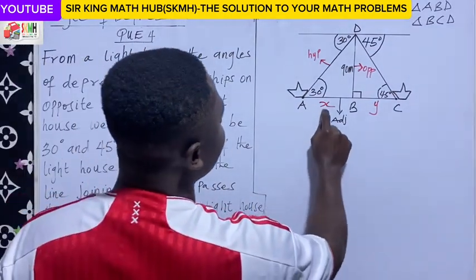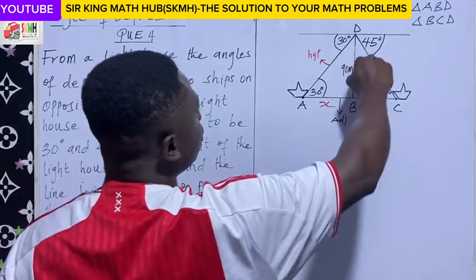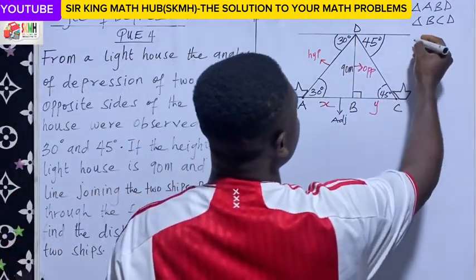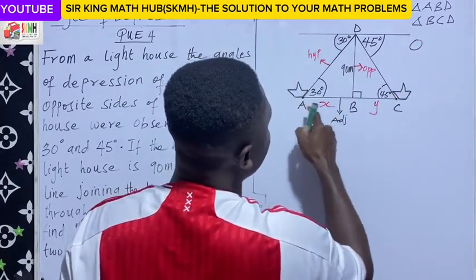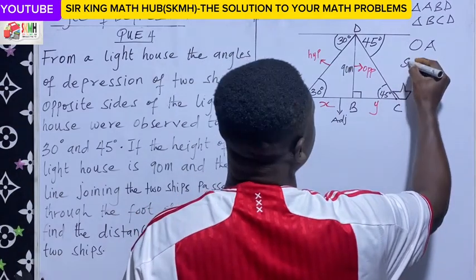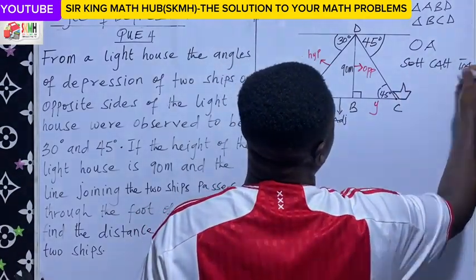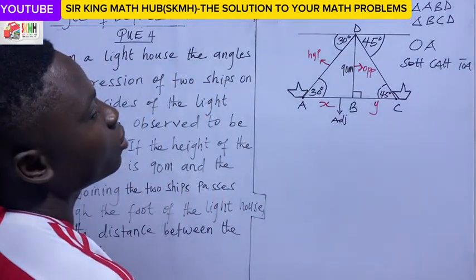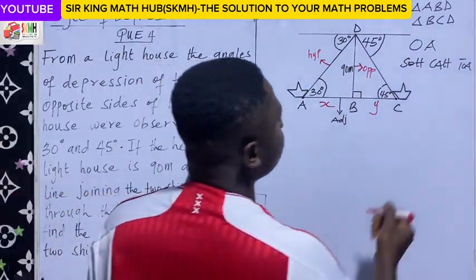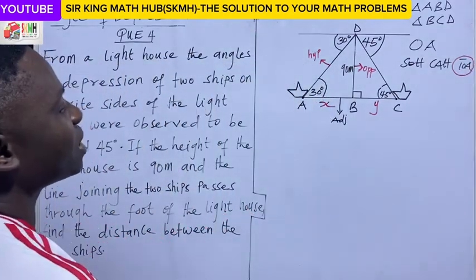So we are looking for this distance here. We know our opposite, and we want the adjacent. So from SOHCAHTOA, which of them has opposite and adjacent? That is TOA. So what does TOA say?